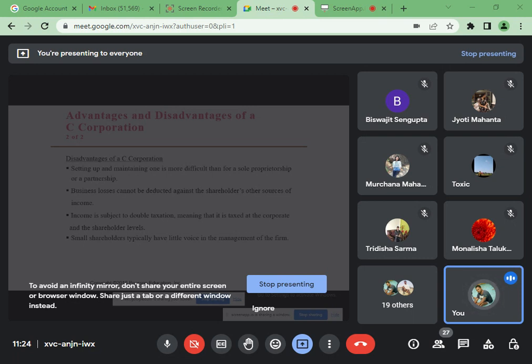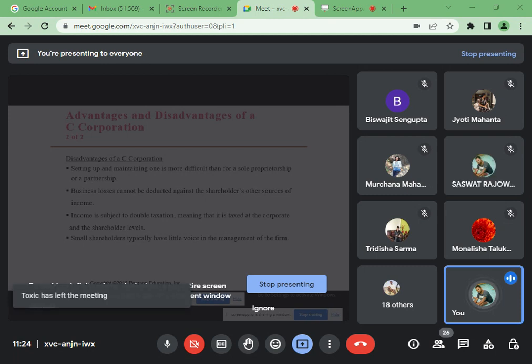Disadvantages of a C corporation: setting up and maintaining one is more difficult than for a sole proprietorship or a partnership. Business losses cannot be deducted against the shareholders' other sources of income. Income is subject to double taxation, meaning that it is taxed at the corporate and the shareholder level. Small shareholders typically have little voice in the management of the firm. So the main disadvantage in a C corporation is double taxation, on the net income and on the profit divided among the shareholders.